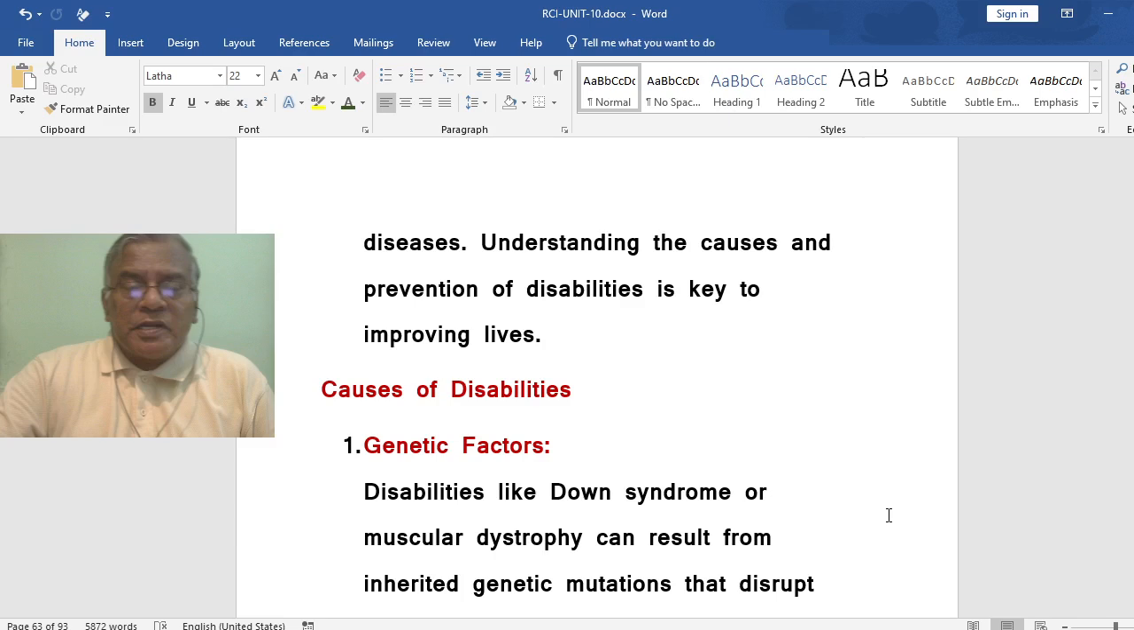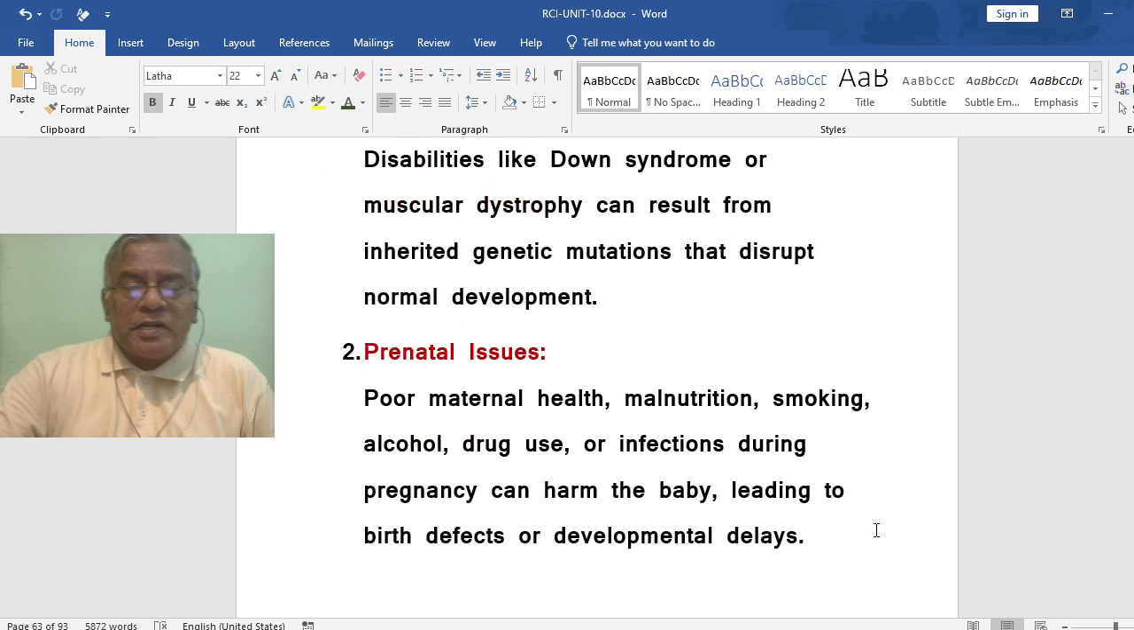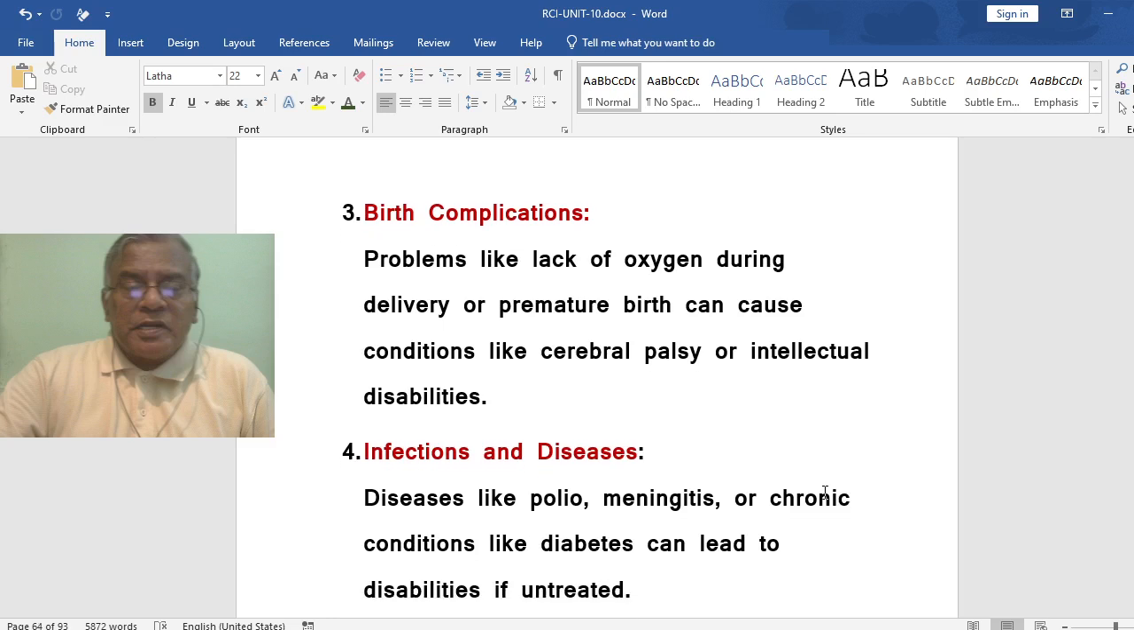First of all, genetic factors. Disabilities like Down syndrome or muscular dystrophy can result from inherited genetic mutations that disrupt normal development. Secondly, prenatal issues, that is before birth, inside the womb of the mother. Poor maternal health, malnutrition, smoking, alcohol, drug use, or infections during pregnancy can harm the baby, leading to birth defects or developmental delays.